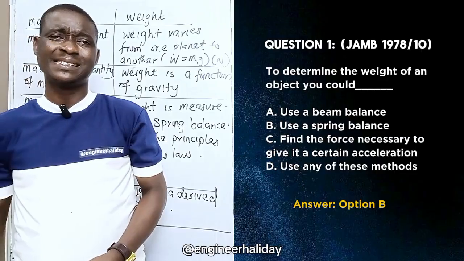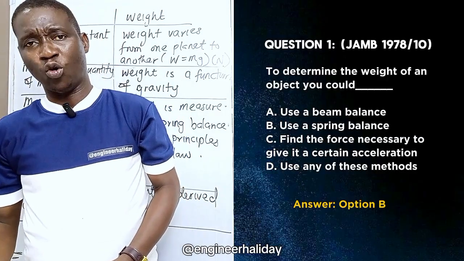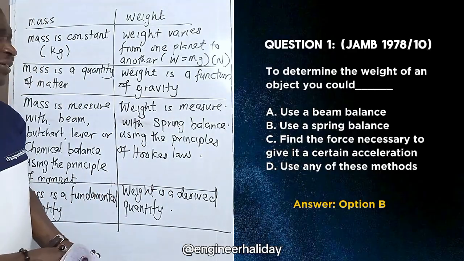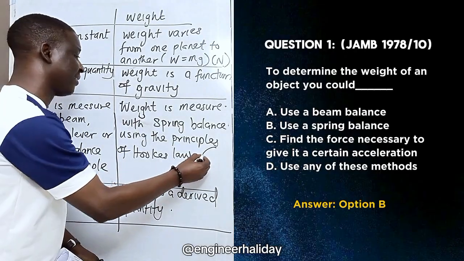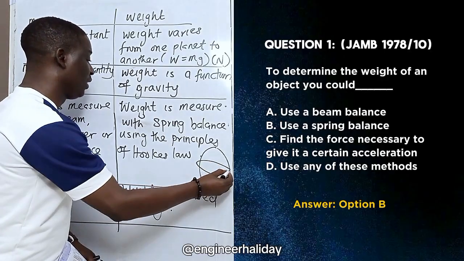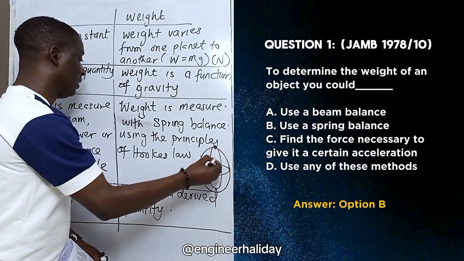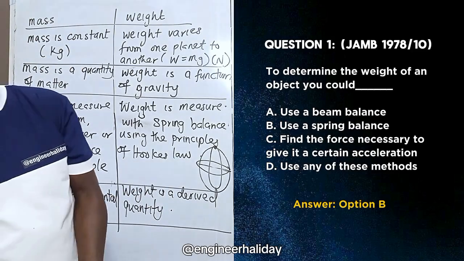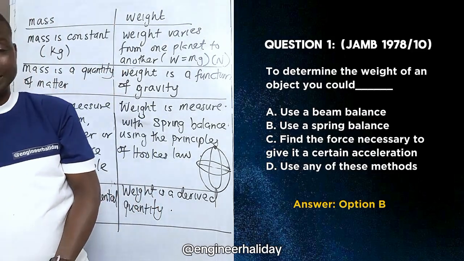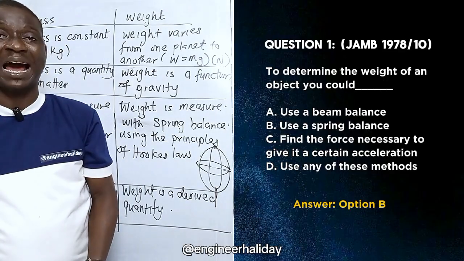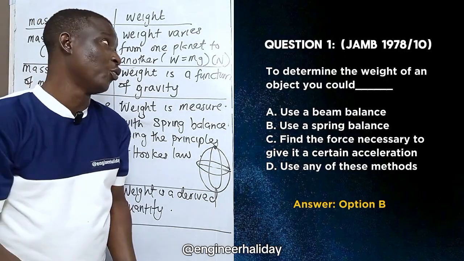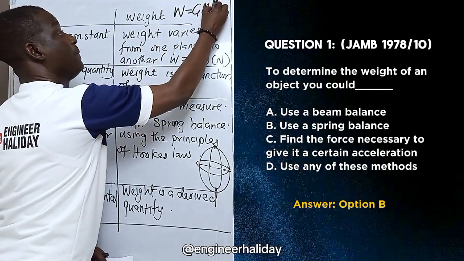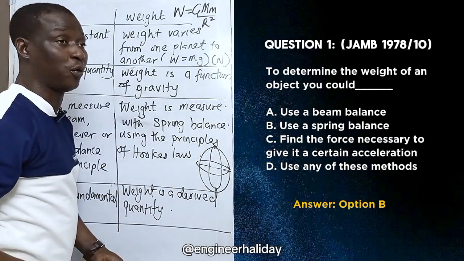Also, weight is lower at the equator of the earth and higher at the pole of the earth. So if I have a rough sketch of the earth like this, this is the equator and this is the pole. We understand that at the equator, the radius is high. As such, the weight will be low. Then at the pole, the weight will be high because the radius is low. Using the formula, we know that weight is equal to GMm over r squared. This is the gravitational force.